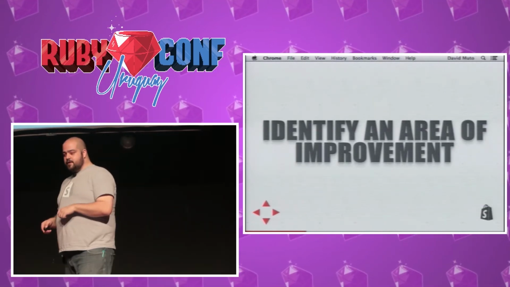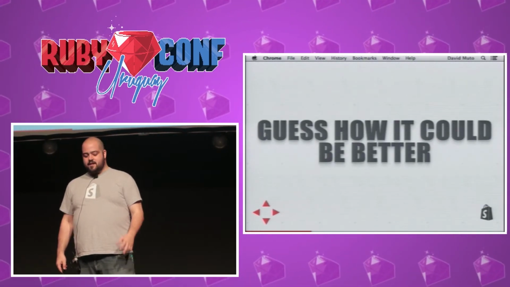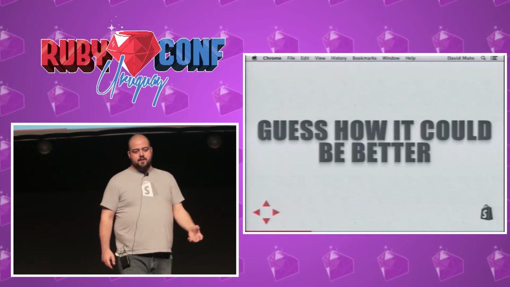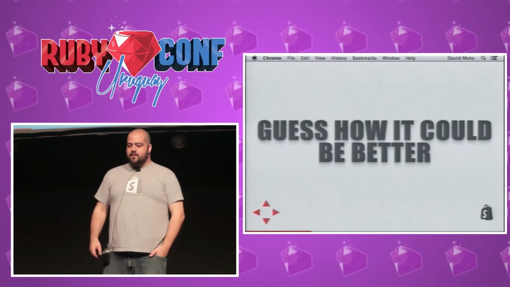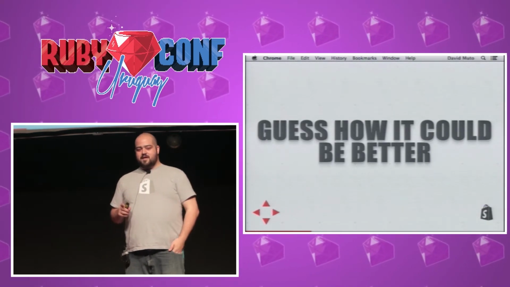So once you've identified an area you want to look at, you have to guess how it can be better. And the word guess is on purpose, because if you knew, then you really don't need an experiment. If you actually know that what you're going to do is better, just do it. But most of the time, I think you're wrong.